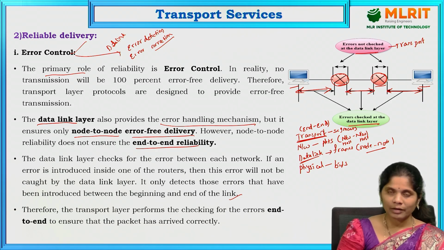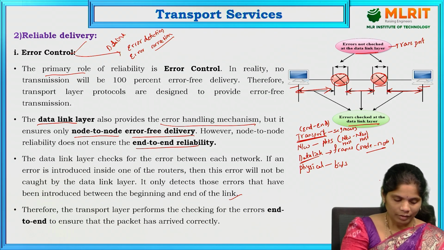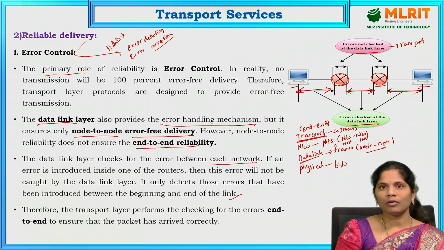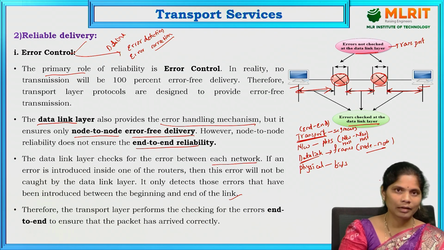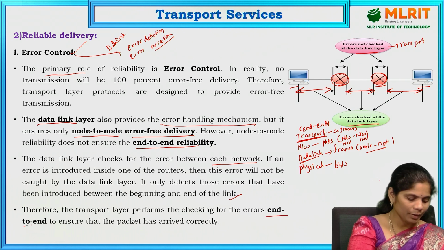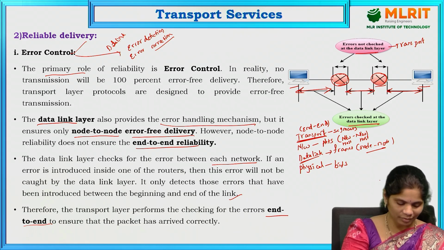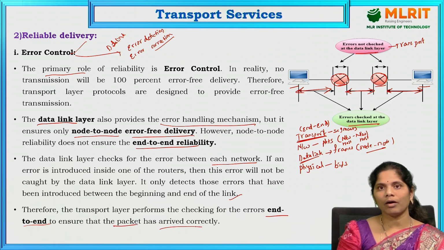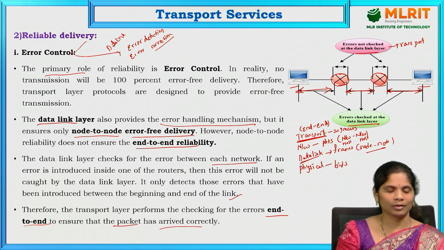Within the network, the error can't be caught by the data link layer. It can be identified only by the transport layer. So it is called the end-to-end mechanism, which ensures that the packets have arrived correctly, and whether correctly or not, it is going to be checked.